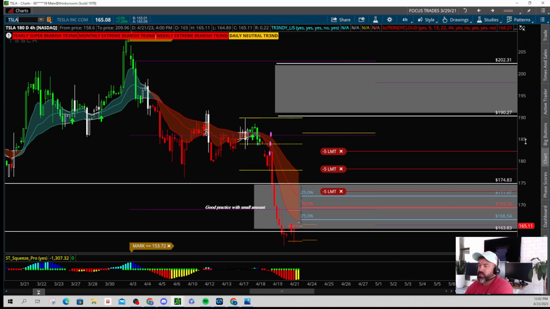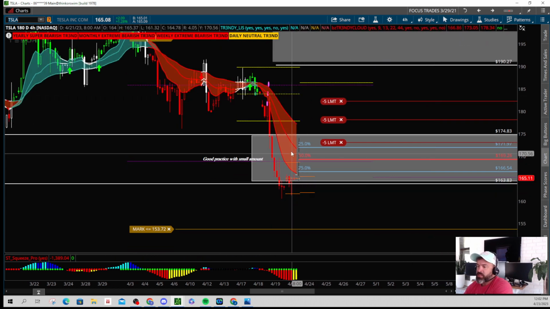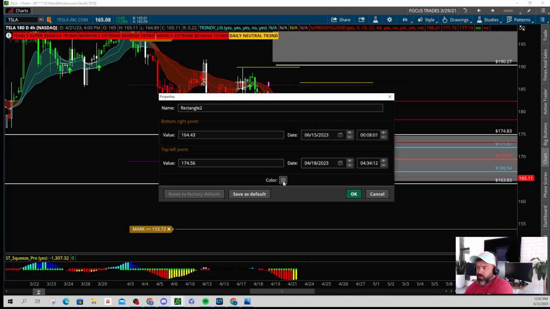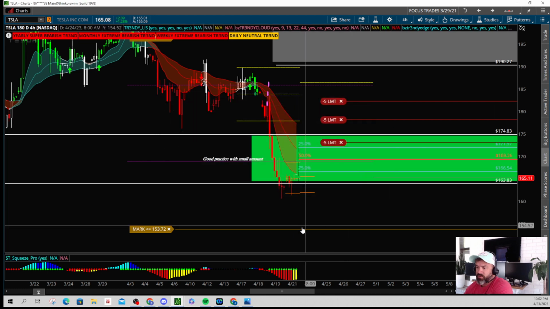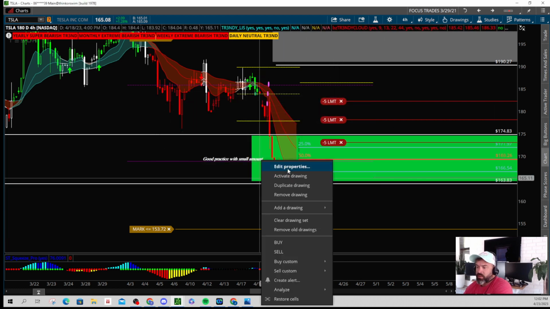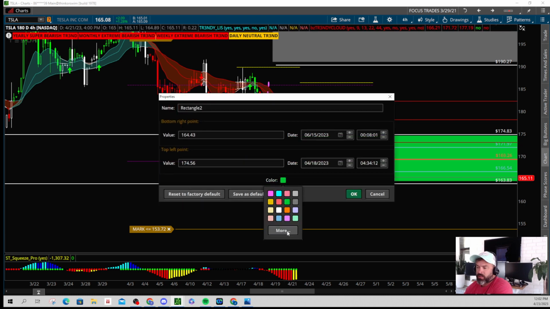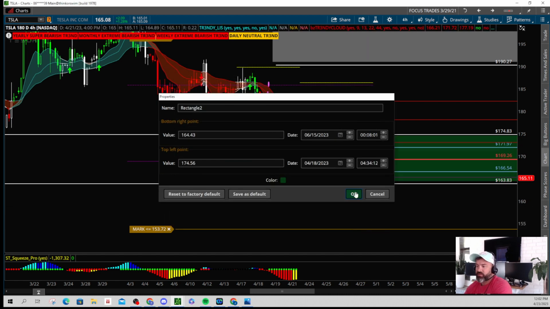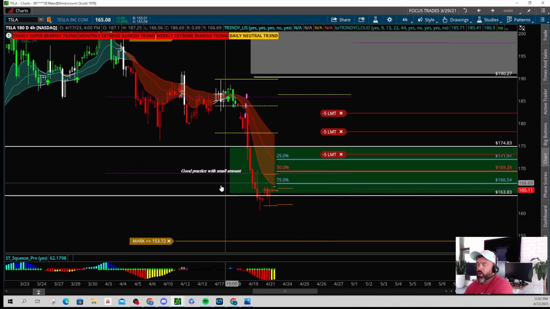All right, so this is the Tesla trade, and I want to show you this. So this is the zone, and really this zone should be green just to help you guys understand. Oops, not save as default, but it's okay. So we'll go right here. That is way too green. Come up to HSV, change the transparency here to about 74. There we go.